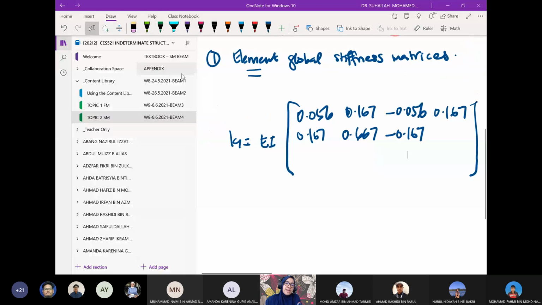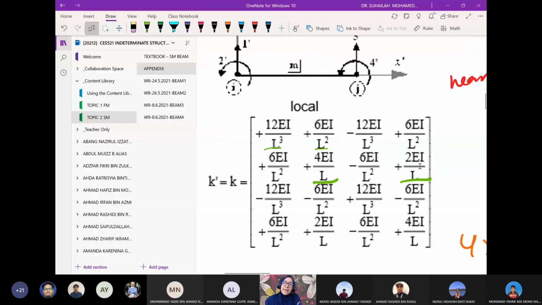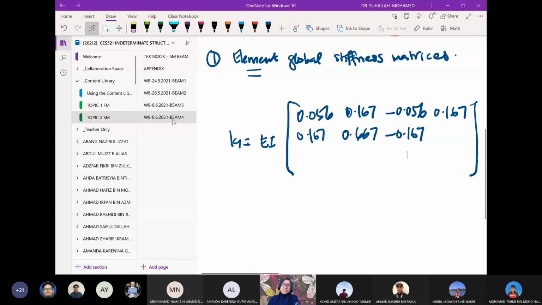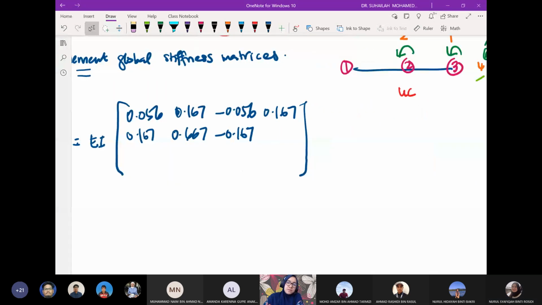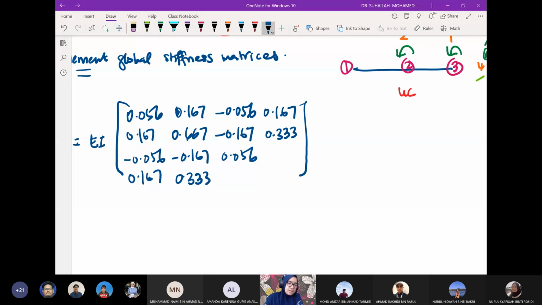Next value, refer back to the formula. 2 divided by L: 0.333. Okay, this is negative 0.056, 0.167, and then negative 0.167, 0.333. Next, 0.056. Correct.